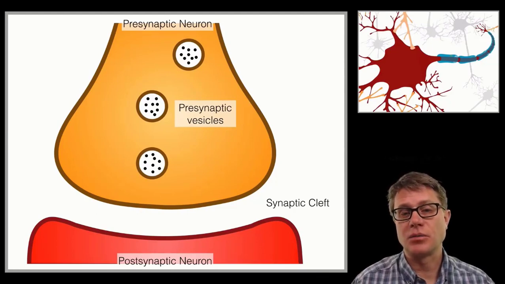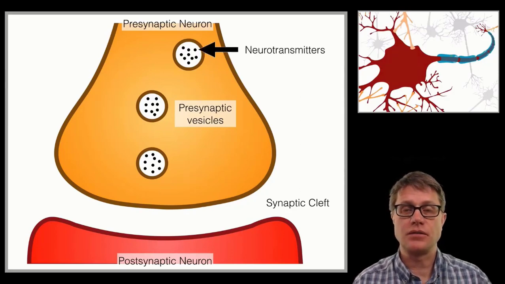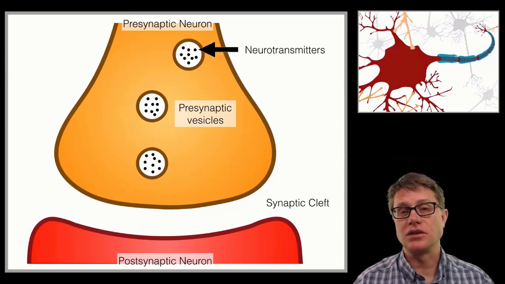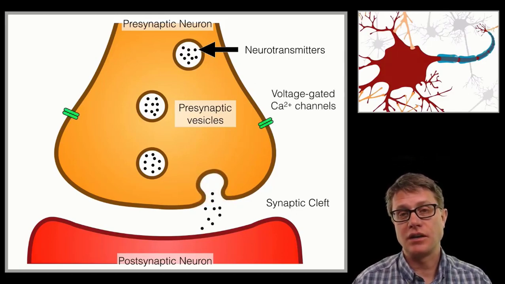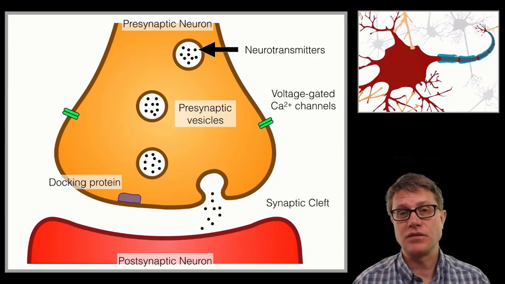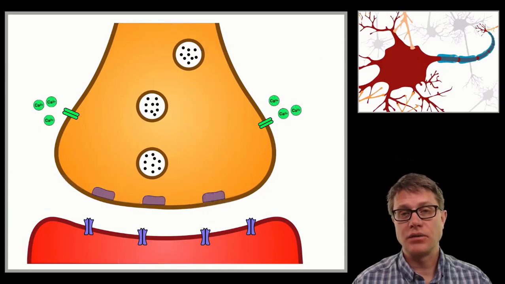On the inside of that terminal bud, we have synaptic vesicles, and those are filled with neurotransmitters. Those are different chemicals, chemical messages that can be sent across that synaptic cleft. There's some other anatomy that we should cover. There are going to be voltage-gated channels on the terminal bud. Those are going to be calcium ion channels. We also have docking proteins for vesicles on the presynaptic side, and then we're going to have receptors on the postsynaptic side. And so if we remove all of those terms, let's see what happens.